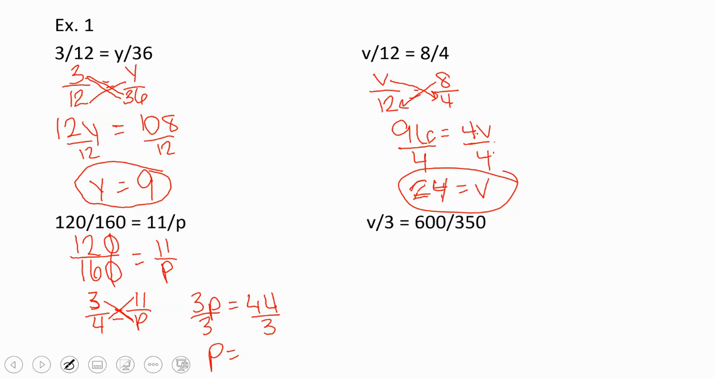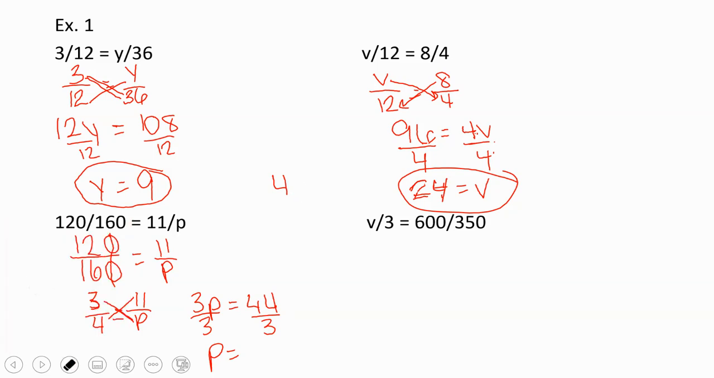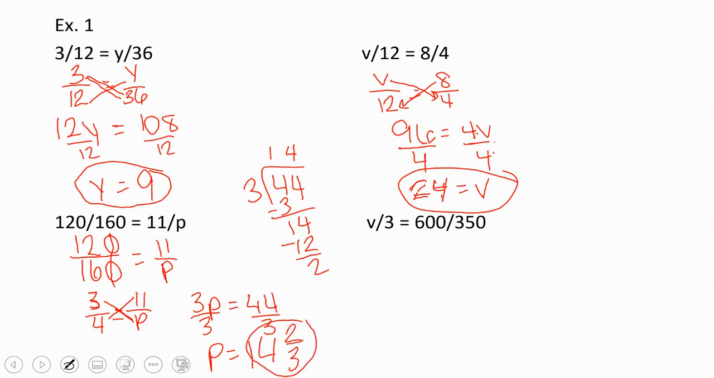Okay, so I have to figure out how many times, oops, not 43. I have to figure out how many times 3 goes into 44. Okay. Sorry. All right, so 3 goes into 44 14 times with 2 left over. 14 2/3. If you would not have simplified in the beginning, you would have cross multiplied.